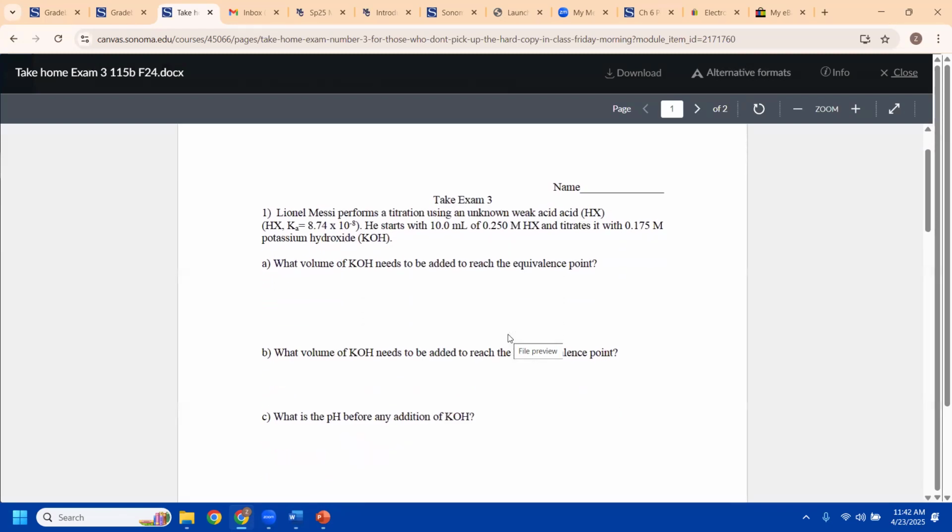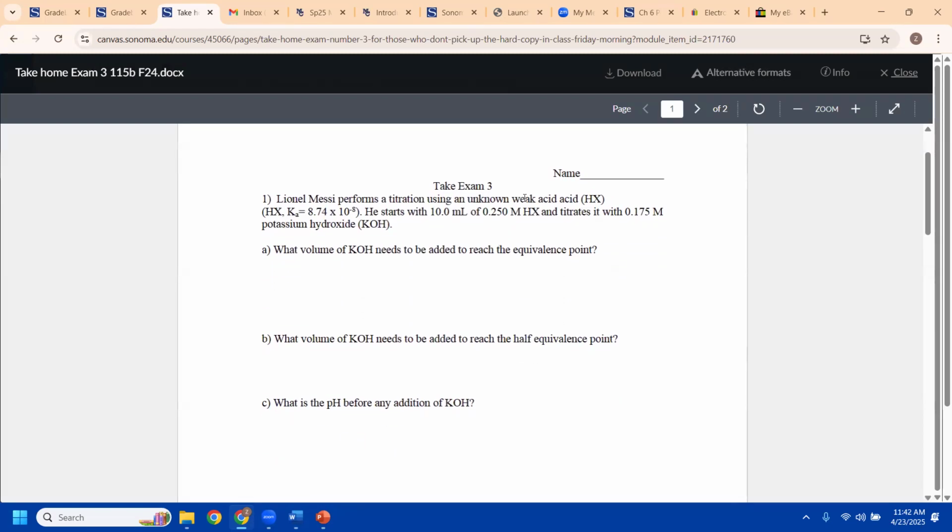Lionel Messi, anybody know who that is? Performs a titration using an unknown weak acid with the Ka of this. He starts with 10 mL of 0.250 molar HX and titrates it with 0.175 molar potassium hydroxide. Ooh, what a tough one. What's the difference between potassium hydroxide and sodium hydroxide? Anybody know? Absolutely nothing. Na plus, we say always dissolves. K plus also always dissolves, okay?